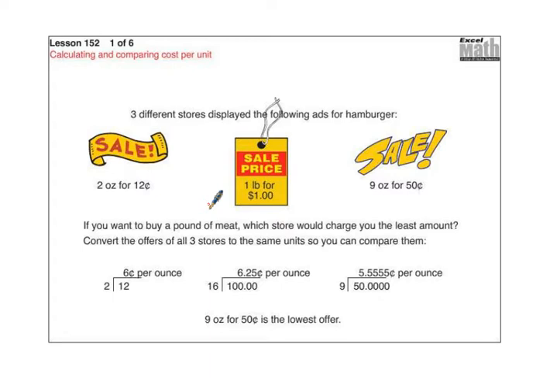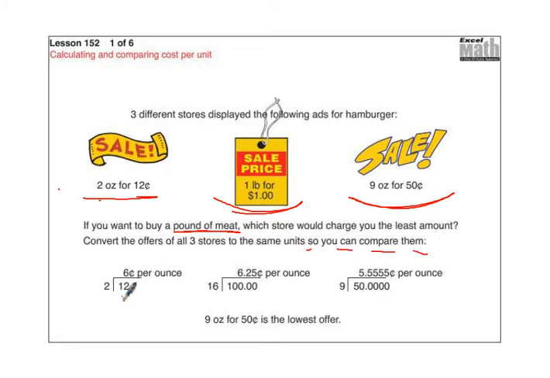3 different stores displayed the following ads for hamburger. So here's the first store. What they put on for sale for 2 ounces for 12 cents. That's kind of weird, but that's what it is. And then another store had 1 pound for $1, and another store had 9 ounces for 50 cents. If you want to buy a pound of meat, which store would charge you the least amount? Convert the offers of all 3 stores to the same units so you can compare them.